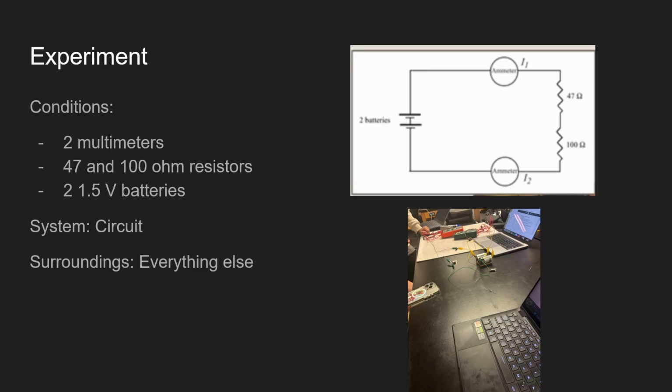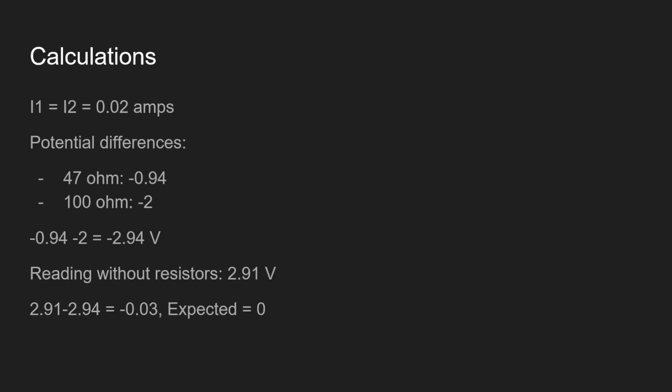The system was the circuit, the surroundings were everything else, and this is just a picture of our circuit from our lab data collection. For calculations, our I1 is equal to I2, which was 0.02 amps. Potential differences were negative 0.94 volts and negative 2 volts. And the net potential difference was negative 2.94 volts.